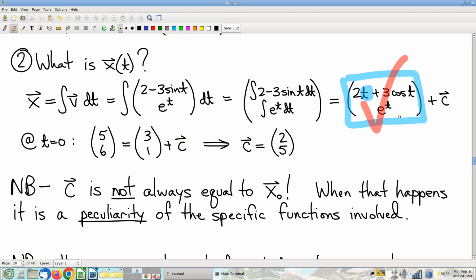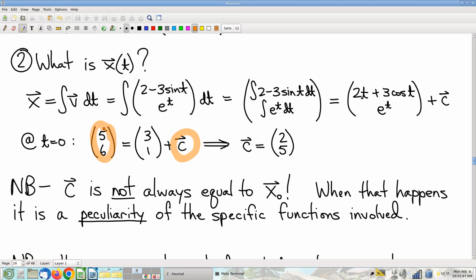So anyway, please don't fall for that trap. You see here, easy counterexample, this C and this initial value are absolutely not equal. Of course they're not. Look, there's a big 3, 1 right there. They're totally different. Right? So heads up on that. Very common mistake to make. Okay.